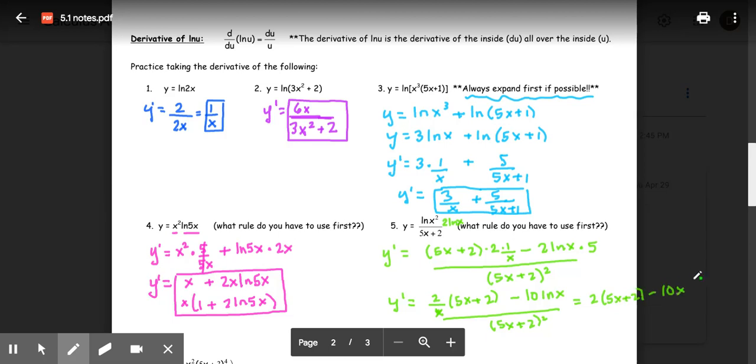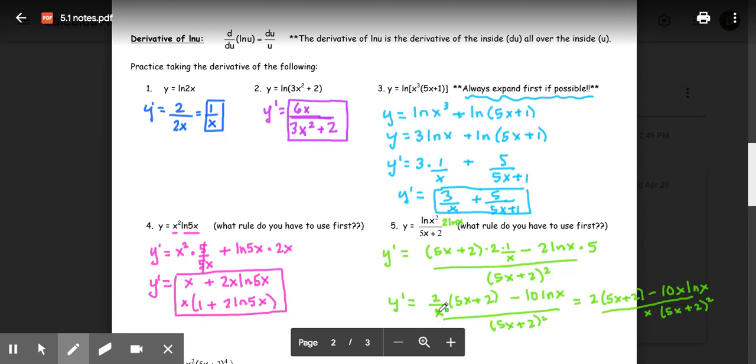minus 10x ln of x. I'm finding a common denominator in the numerator. So I'm putting it all over x, that common denominator. And instead of saying all over again, 5x plus 2 squared, that's the same thing as multiplying by 1 over 5x plus 2 squared. What does that do? That just puts it in the denominator.